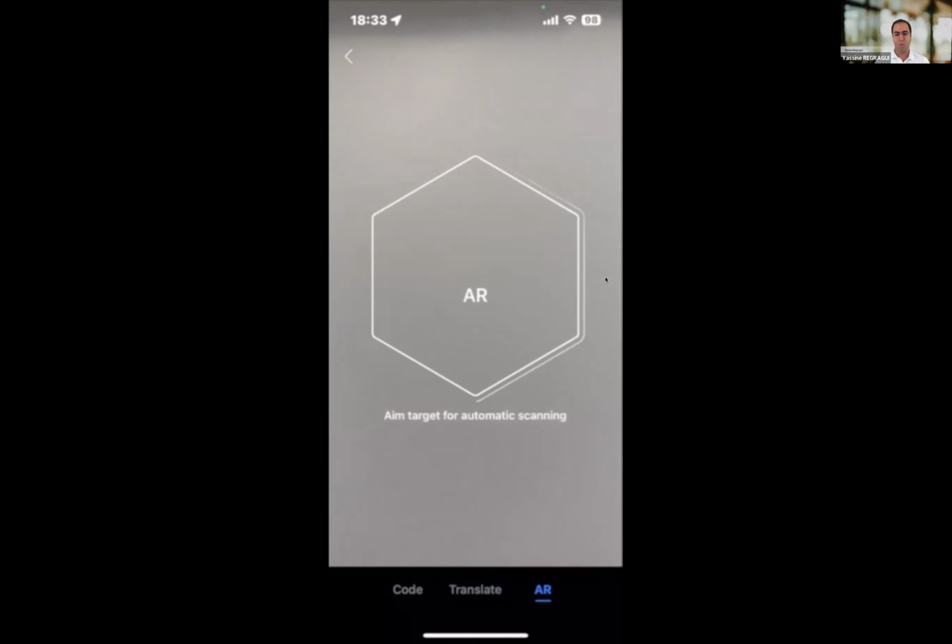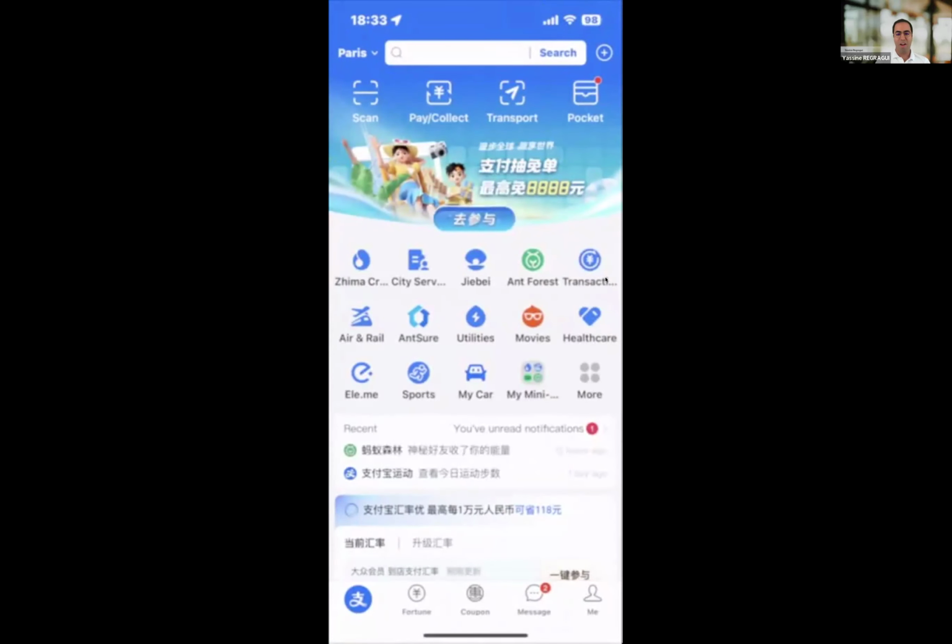Then you have AR, augmented reality, a little bit like Pokemon Go gaming, where you have some merchants, for example, who will dispatch some red envelopes, as I mentioned earlier, the Hongbao, and promotions or coupons, and people can get them instantly. So then you have pay and collect.